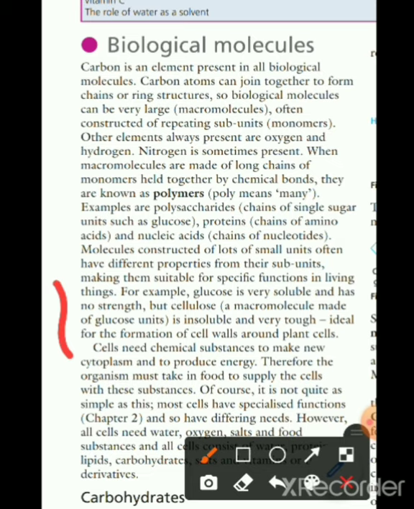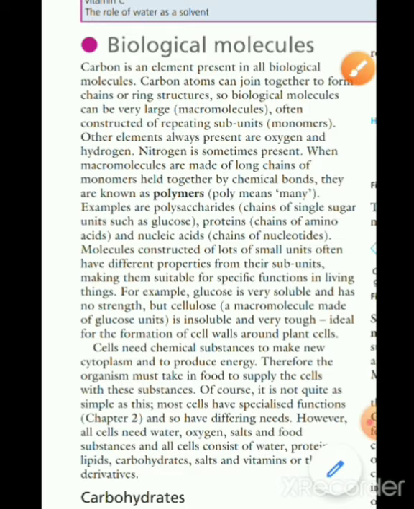But when lots of glucose molecules combine, it becomes tougher for anybody to break them. They attain the nature of insolubility, and they attain strength. Why are they doing so? Because they have to give rise to the outermost layer of the plant cell, which is called the cell wall. Why? Because they have to protect the plant cells from getting damaged.